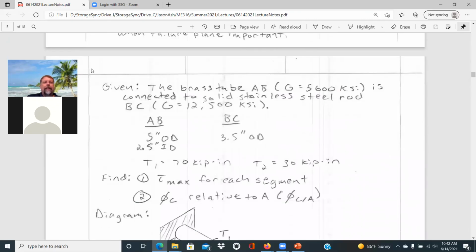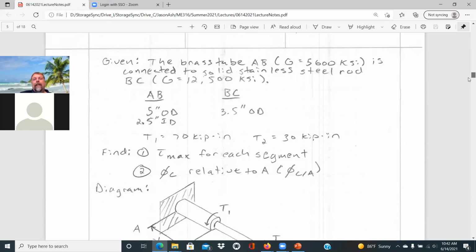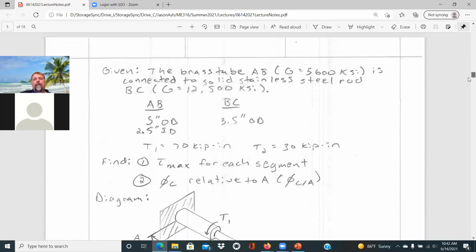So now we can get into some example problems. We will start out with statically determinate, which means we don't have to know anything about the angle of twist to solve for the internal torque within each segment. And for this first example problem, we're given that we have a brass tube, section AB, that has a shear modulus of 5,600 KSI, is connected to a solid stainless steel rod BC that has a shear modulus of 12,500 KSI.